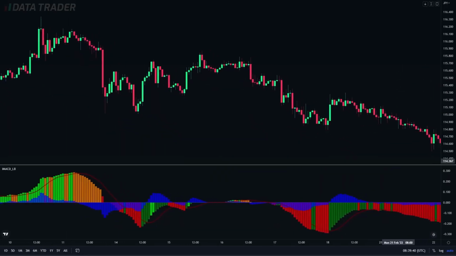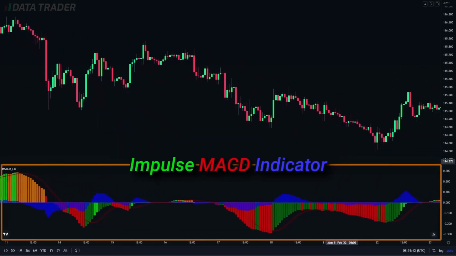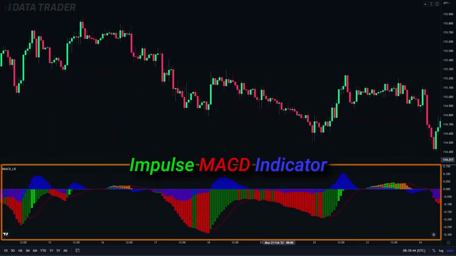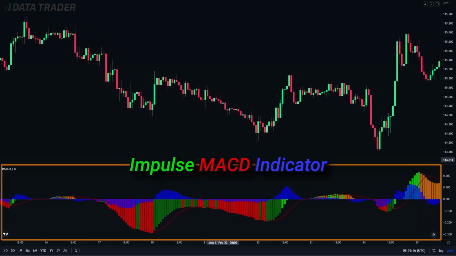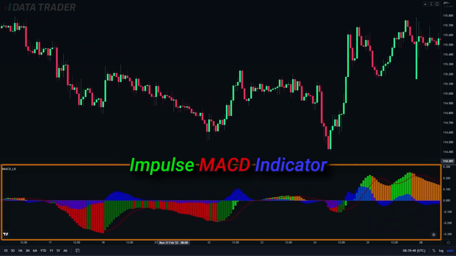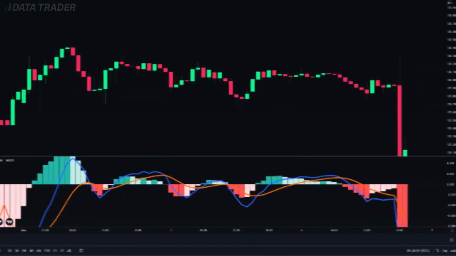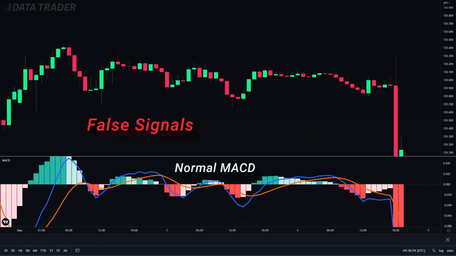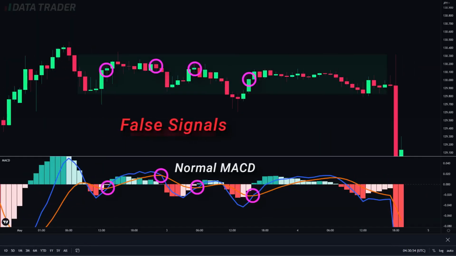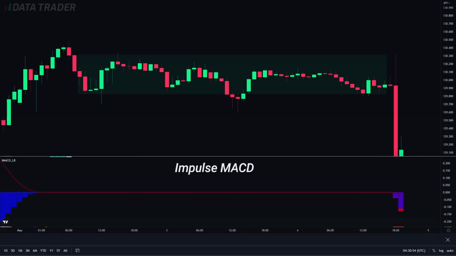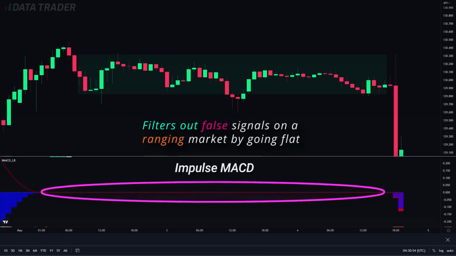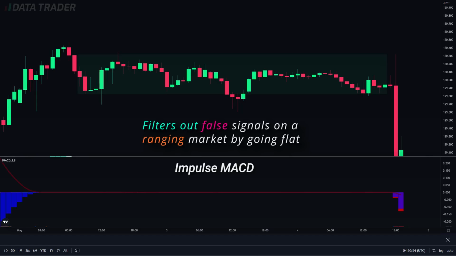And so that indicator is called the Impulse MACD. Similar to the old MACD, the Impulse MACD is also a momentum indicator that could detect trends. However, it has its own unique feature. The difference is that, unlike the normal MACD which displays multiple false signals when the market is ranging, the Impulse MACD filters out these false signals and goes completely flat, as you can see here. And so, because of this unique feature, you're now less likely to get trapped by these false signals.